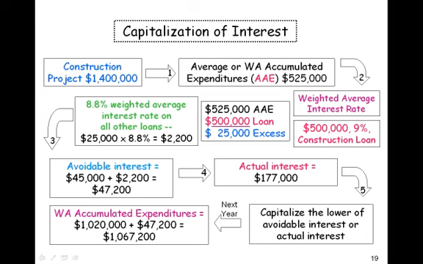This final slide is a summary flowchart of the 5 steps we used to capitalize interest in our example. Take a moment to follow it through on your own. In the next chapter, exchanges of non-monetary assets will be covered in addition to other topics.